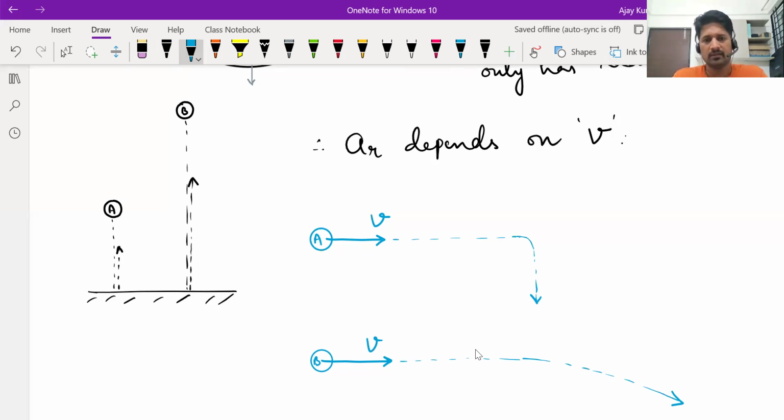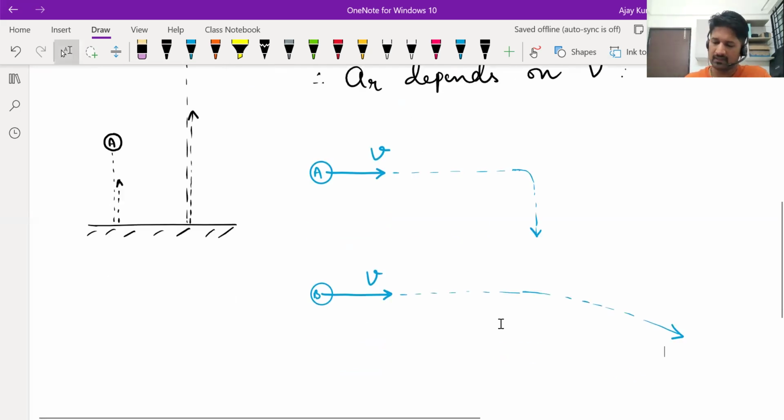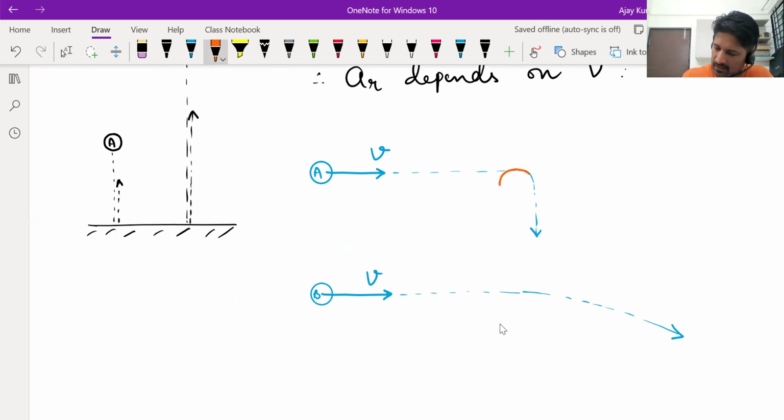Yes, sir, B. Okay, they are identical objects. They are moving in the same manner, but we need to deviate one of them more than the other. Whichever object has to be deviated more requires more effort. From everyday experience, we can tell this. Now observe, greater deviation means lesser radius of curvature of the path.